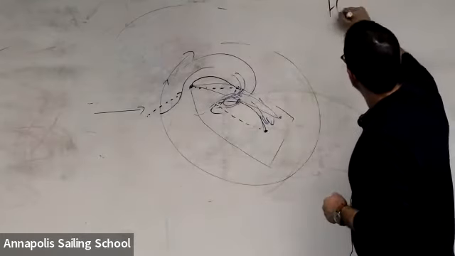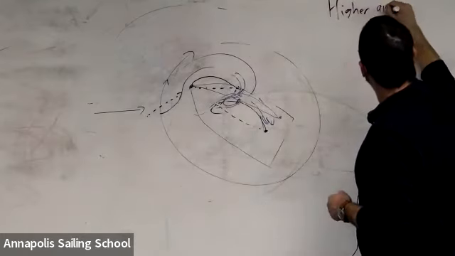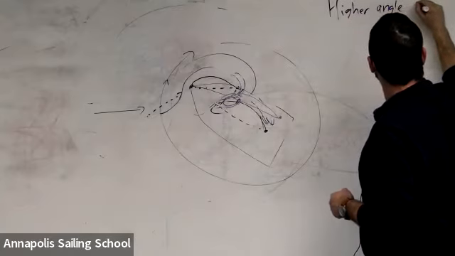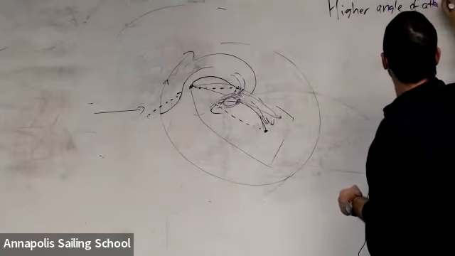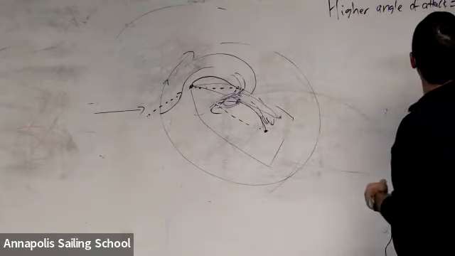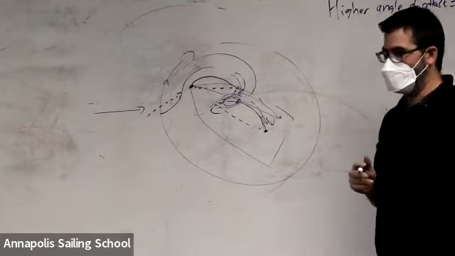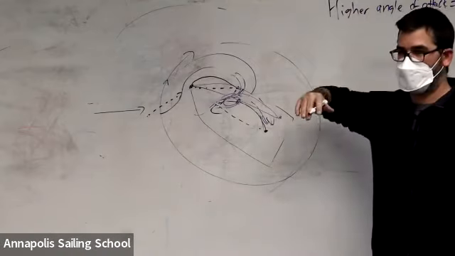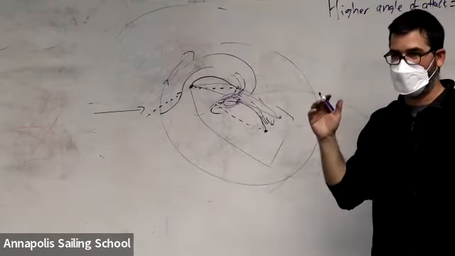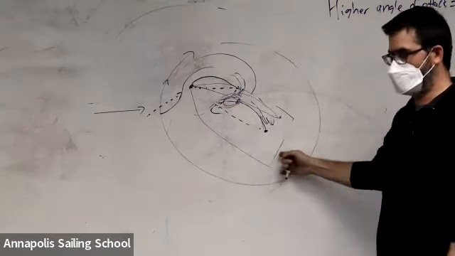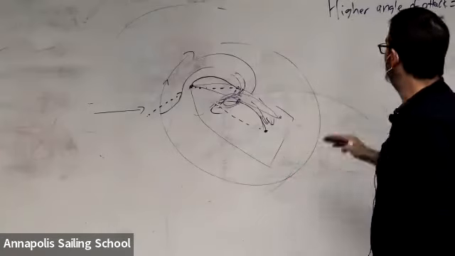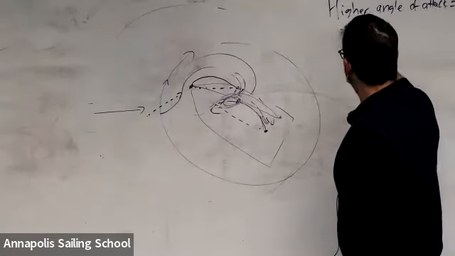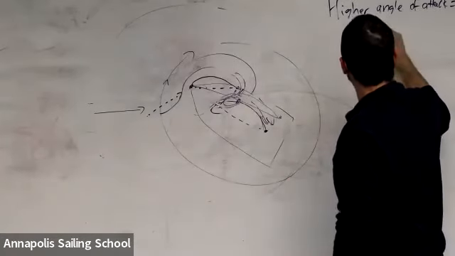Generally, higher angle of attack is more power until it stalls. So the higher the angle of attack for any airfoil, up to a point, but at this point it's going to stall. More power, also larger camber.